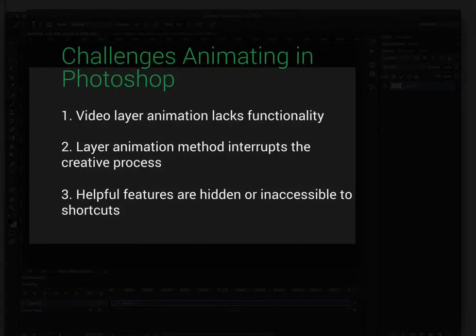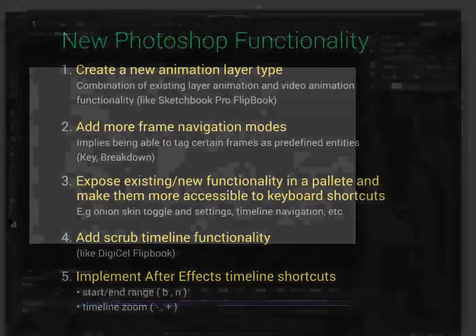So to review, problems I see with animating in Photoshop. Number one, the video layer animation lacks functionality. Number two, the layer animation method interrupts the creative animation process. And number three, helpful features are hidden or inaccessible to shortcuts, like, well, onion skinning can have a shortcut added to it, but things like onion skin settings are really cumbersome to get to in its current implementation.